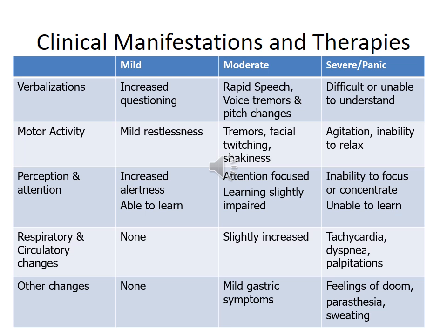Moderate, now we get into rapid speech, voice tremors, high pitch. Motor, you're going to see tremors, facial twitching, shakiness. Their attention is still focused, but it's not as good as it was before, and learning becomes impaired. And then you get a slight increase in their circulation and respiratory and mild gastric symptoms.